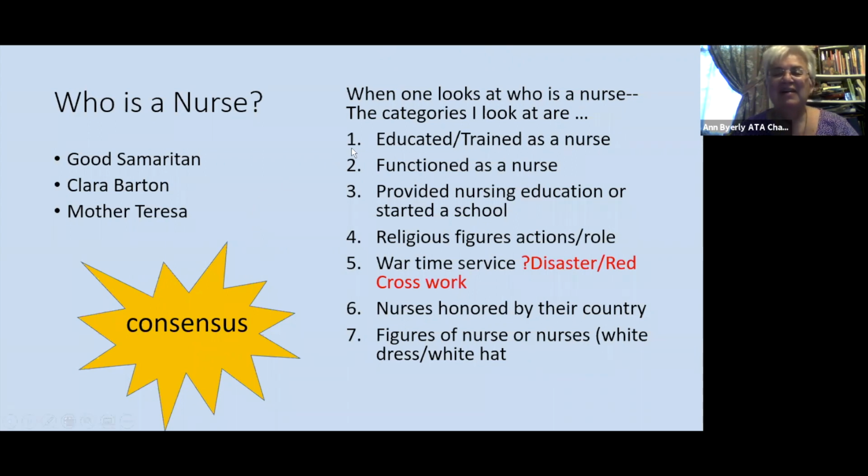But educated and trained as a nurse. Nursing schools didn't start until very late, about 1900 is when we're starting in with nursing schools. So some of the training before was all hands-on and by your mother. Then functioning as a nurse, sometimes you can see what the nurse on the stamp is doing looks like something a nurse would do.